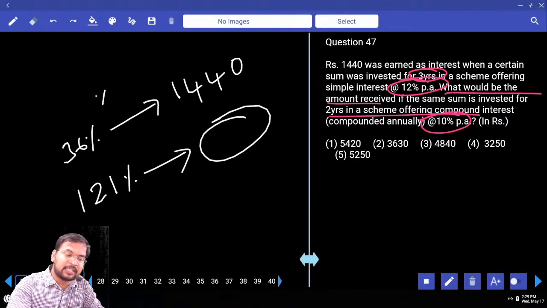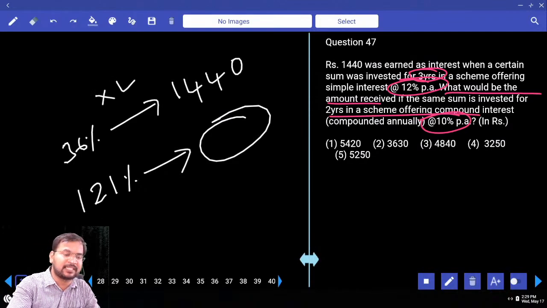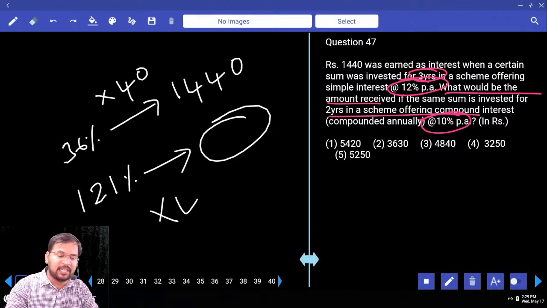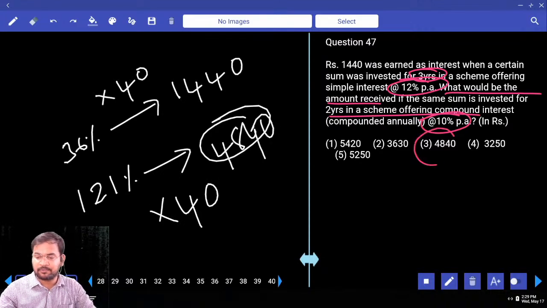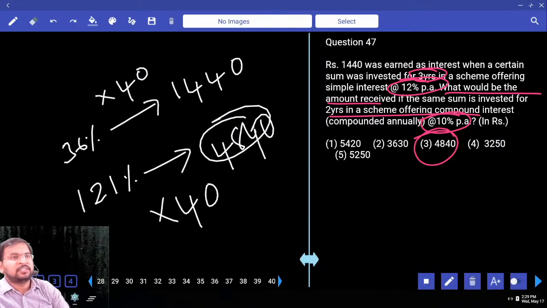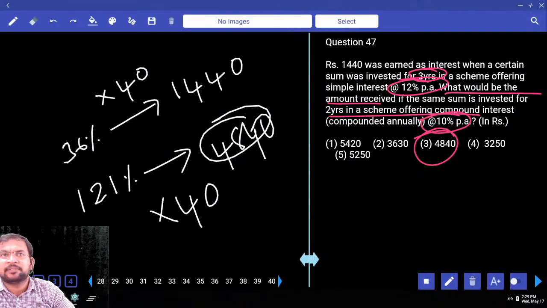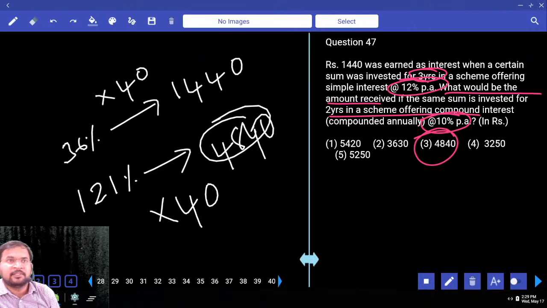Then 121 it is how much? Look at here na. 36 2s are 72. 72 2s are 144. Exactly 40 times na. So 40 times of this one na. 48. Your answer is 4840. Simple interest is nothing but directly. Are you clear, Nana? Are you understood or not?